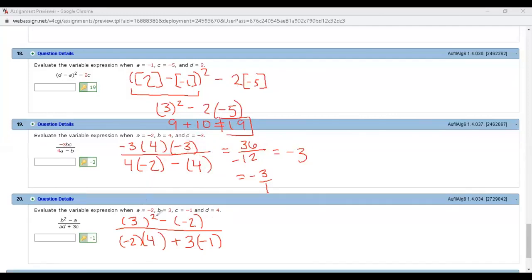So let's look at our numerator first. We got 3 squared, which is 9. Then we have minus -2, which is the same thing as +2. So, like for number 19, where we just kind of went through everything, you can put this step in if you need to, the 9 plus the 2, okay?